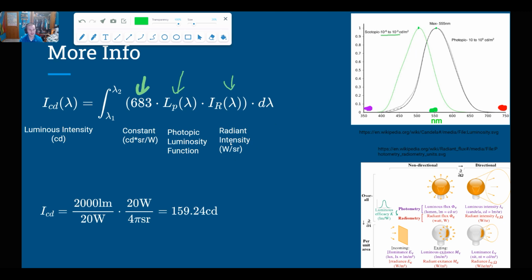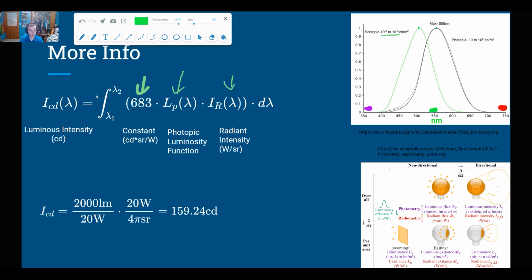Like watts is just a measure of power, of energy over the entire electromagnetic spectrum, from radio waves to gamma rays. This function here is removing parts that we can't see and just focusing on the visible spectrum.